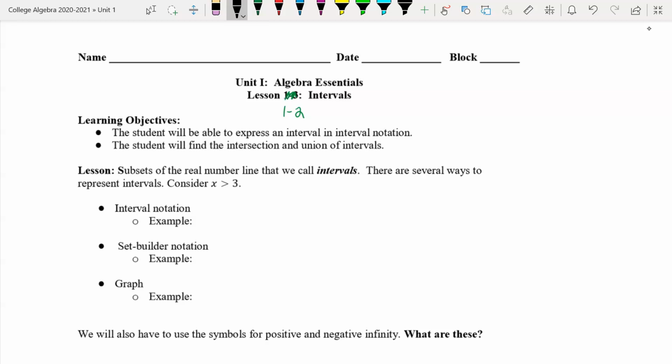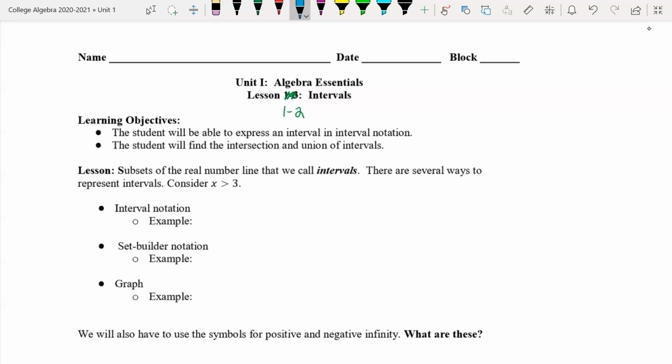So today, lesson 2, we're going to talk about intervals. We're going to talk about expressing an interval in interval notation and finding the intersection and union of intervals. When we talk about intervals, the subsets of real numbers on a number line, we call that an interval. There are several ways to represent intervals.